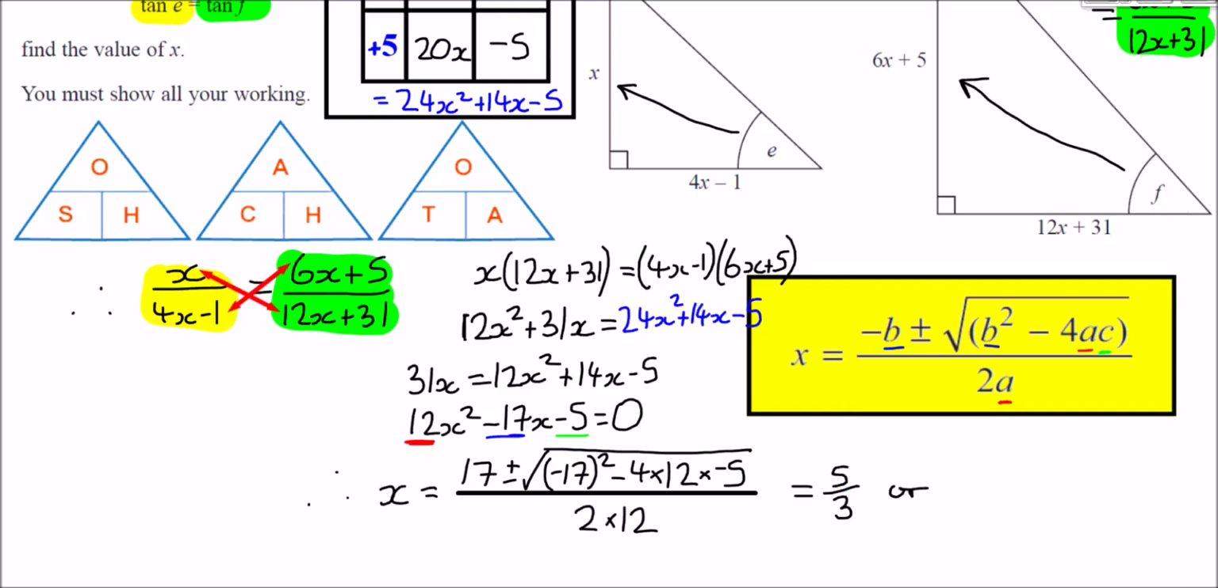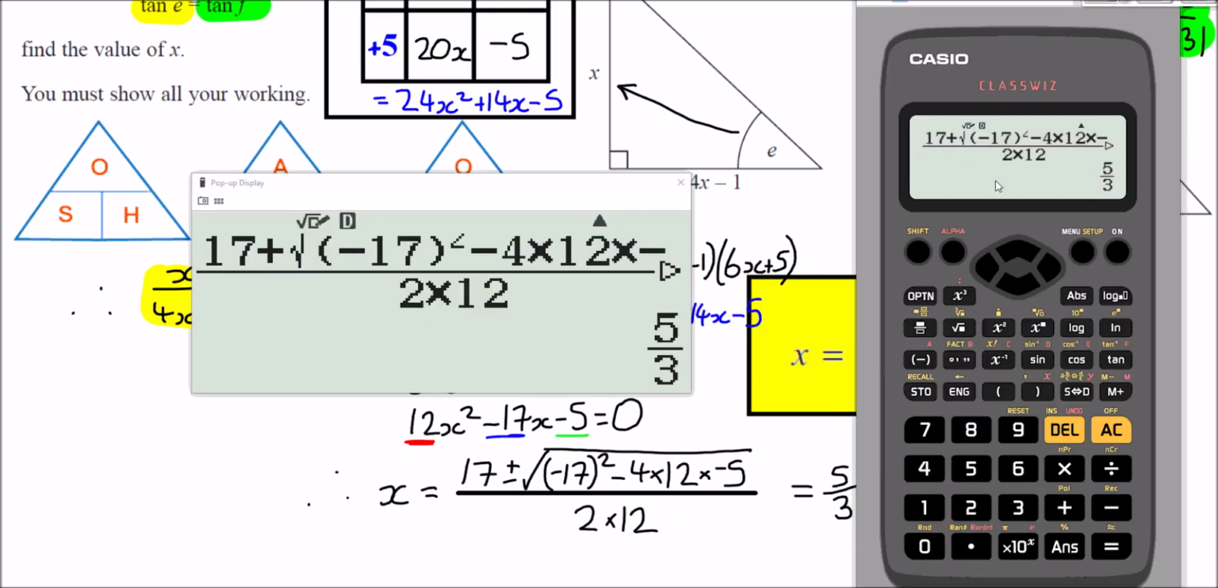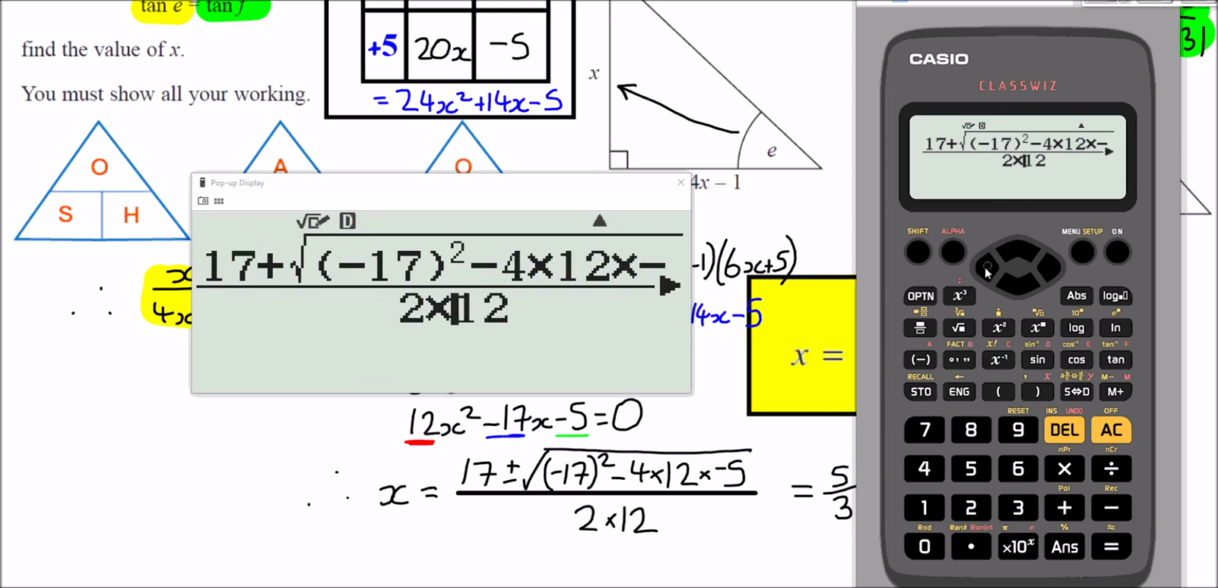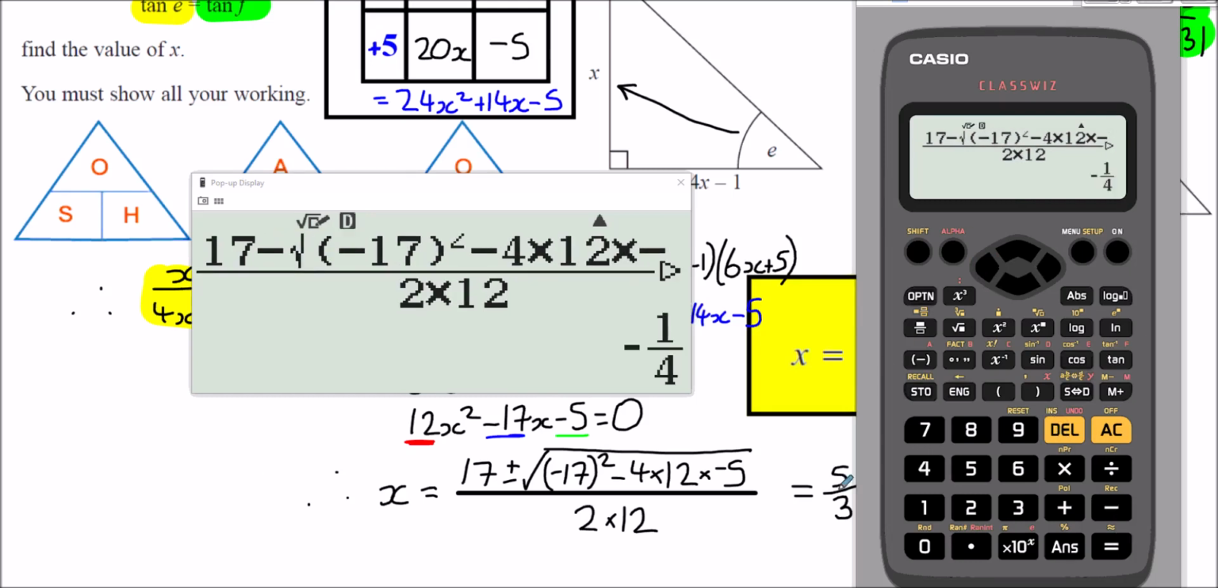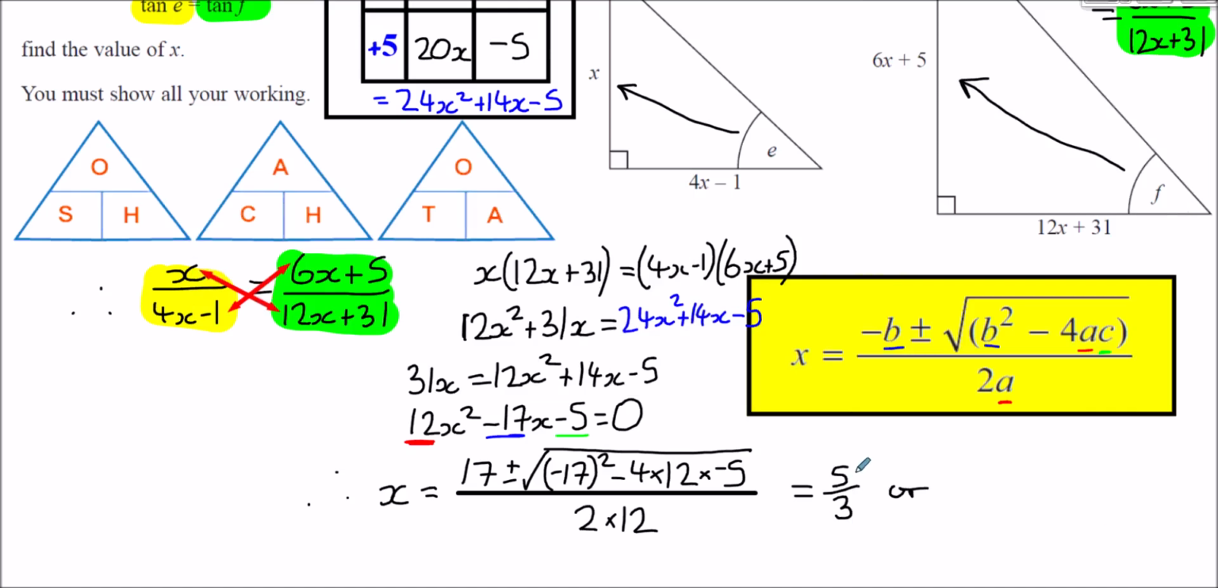Let's try it when it's a minus, because it's plus or minus in this formula. So just toggle back, carefully delete the plus, change to a minus, and get minus a quarter. So x equals 5/3 or minus a quarter.